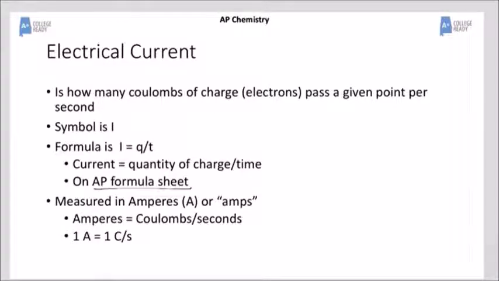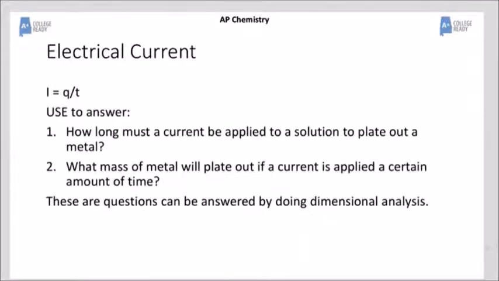Then you've probably heard about current because you've heard of amps, A-M-P. If you remember, we talked about coulombs earlier with Faraday's constant, but amps are coulombs per second. And so you will see this a lot. So just remember, this is pretty important. Amps are coulombs per second. That is also on the formula sheet, so that will be helpful.